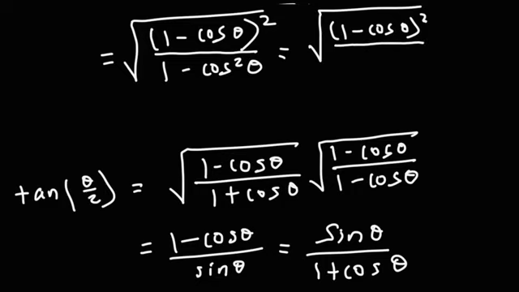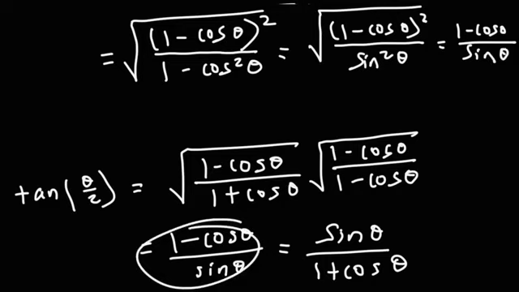Now, if you recall, sine squared plus cosine squared is 1. If you subtract both sides of that by cosine squared, you'll get 1 minus cosine squared is sine squared. Now we have the square root. The square root of 1 minus cosine squared is just going to be 1 minus cosine. And the square root of sine squared is just going to be sine. So that's how we can get this form of the equation.